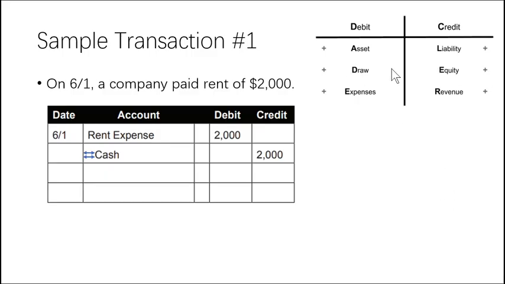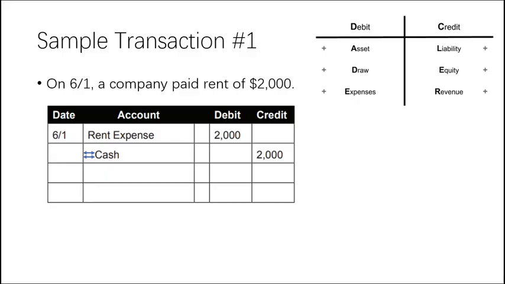Now, let's apply this chart to a sample transaction. So here it says, on June 1st, a company paid rent of $2,000. Rent expense is an expense account because there's expense in the name. And since it's increasing, it's debited, and debit is on the left.